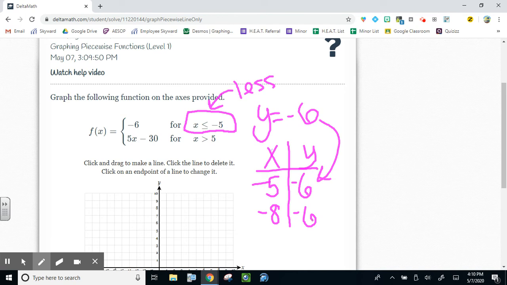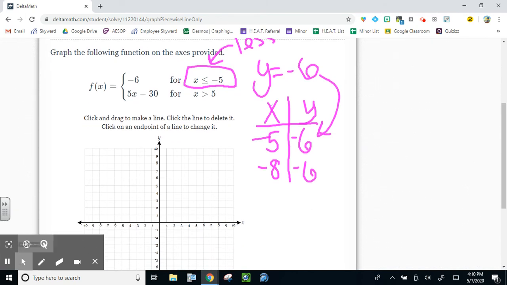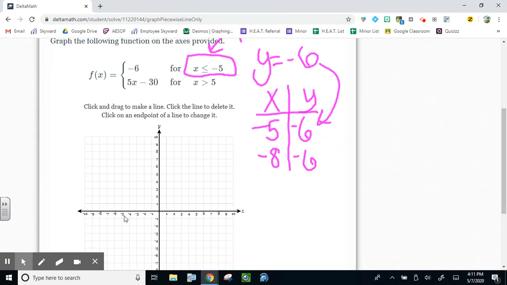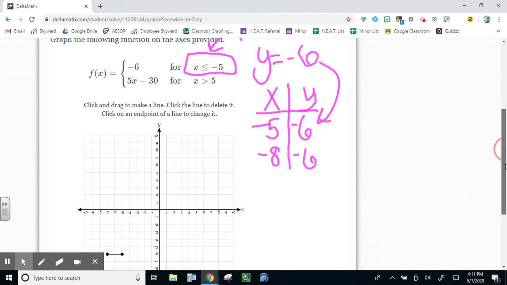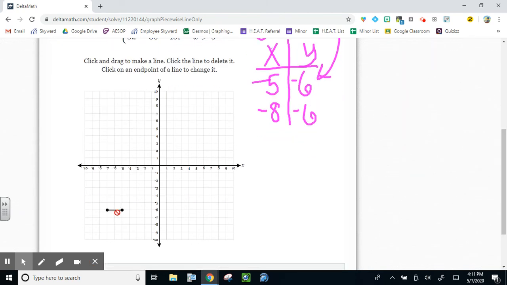So now I can plot those 2 points. And here's the difference. So I have my negative 5. I'm going to plot it here. Negative 5, negative 6. There's my first point, and then I have negative 8, negative 6. Oh gosh, I don't have enough space on here. If you graph a line and you don't want it, you can just click on it again and it'll delete the line for you. So negative 5, negative 6, and then negative 8, negative 6.